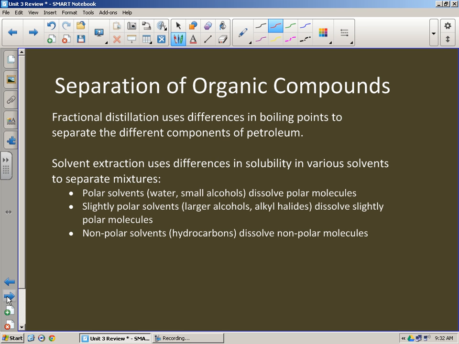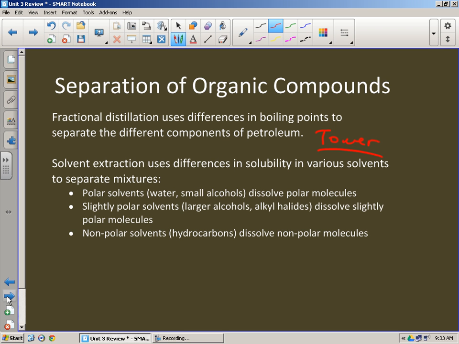Separation of organic compounds. The naming part's usually okay, and the drawing and stuff like that. Usually it's the equations that come up here, and then of course this as well. First of all, fractional distillation uses differences in boiling points to separate the different components of petroleum. So make sure you know how the fractional distillation tower works. There was a handout on that in class, of course.